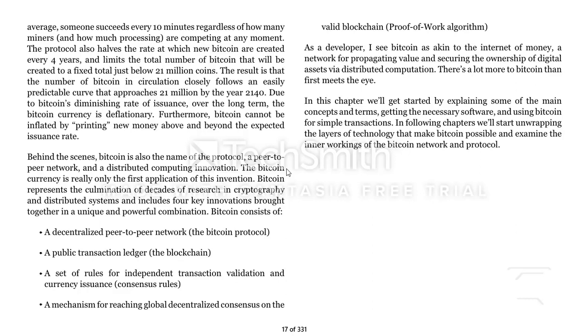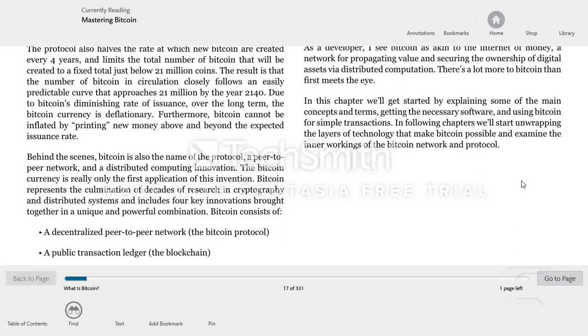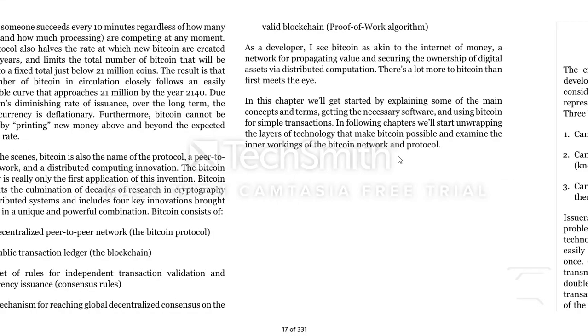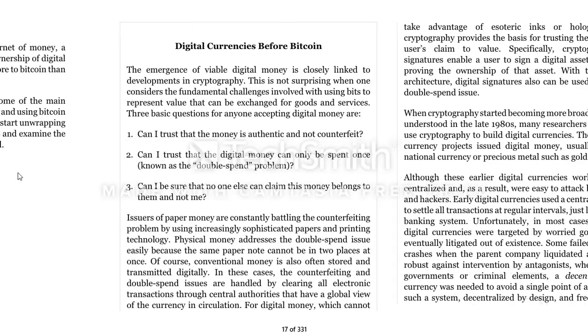There's a lot more to Bitcoin than first meets the eye. In this chapter we'll get started by explaining some of the main concepts and terms, getting the necessary software, and using Bitcoin for simple transactions. In following chapters we'll start unwrapping the layers of technology that make Bitcoin possible and examine the inner workings of the Bitcoin network and protocol.